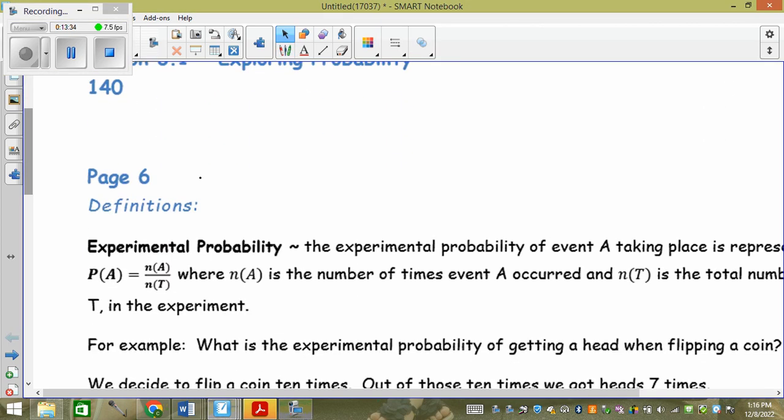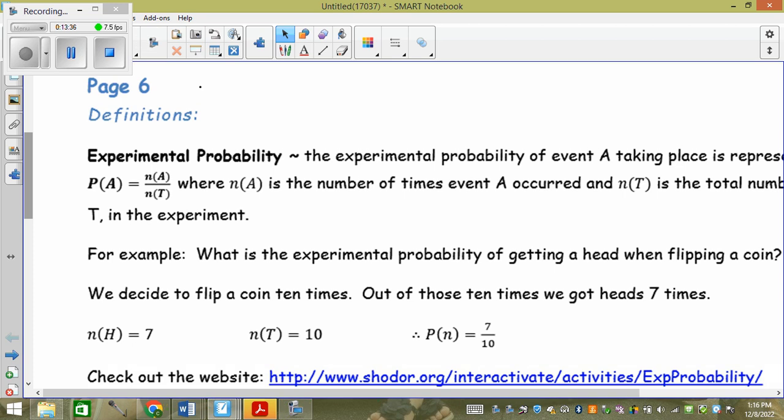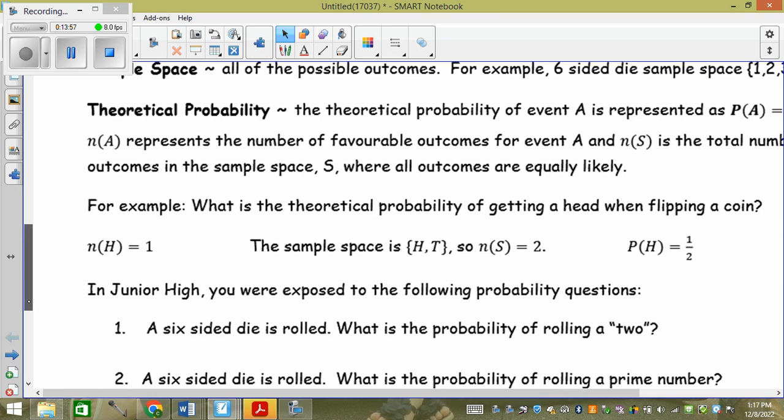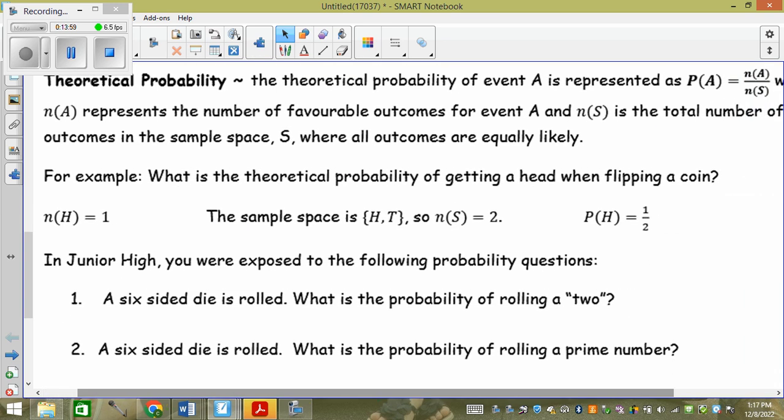Okay, so experimental probability is one we don't really deal with. You guys deal with it in chemistry and stuff like that. It's more experimental. But it's where you actually do the experiment and then tell us what the probability is. So you flip a coin 10 times and you tell me how many actual heads came up out of 10. That's experimental probability. Theoretical probability is what we're doing for this whole unit. Theoretical probability is, in theory, what would the probability be if I flipped a coin and I wanted to get a head on the coin?